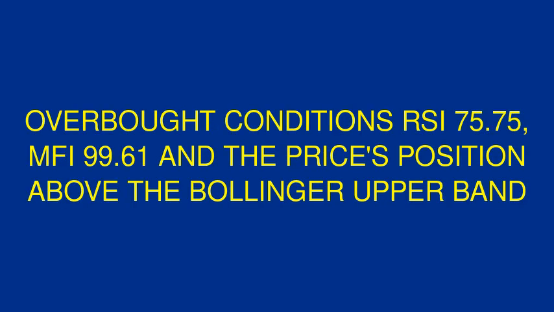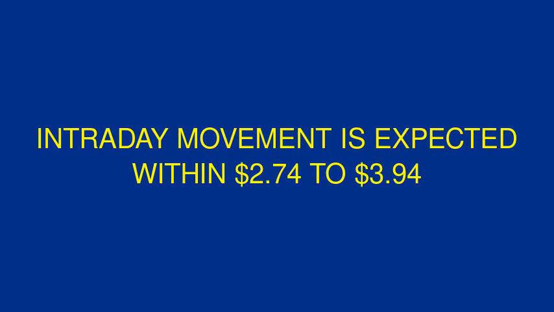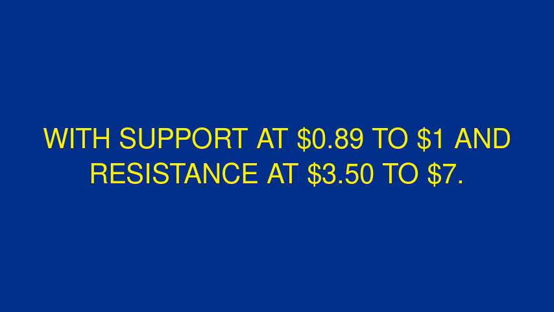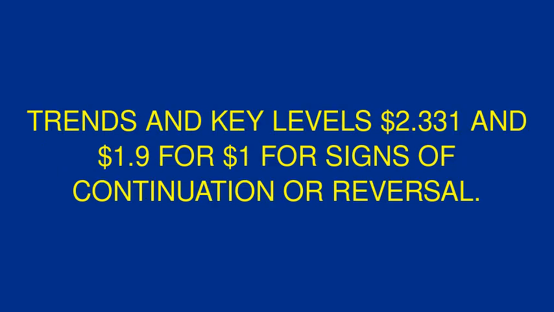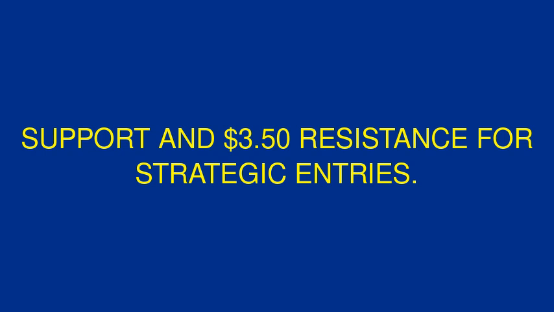However, overbought conditions, RSI 75.75, MFI 99.61, and the price's position above the Bollinger upper band suggest caution for potential pullbacks. Intraday movement is expected within $2.74 to $3.94, with support at 89 cents to $1 and resistance at $3.50 to $7. Investors should monitor volume trends and key levels, $2.331 and $1.941, for signs of continuation or reversal. Short-term traders may focus on the $3.20 to $3.50 range, while long-term investors should watch the 89 cent support and $3.50 resistance for strategic entries.